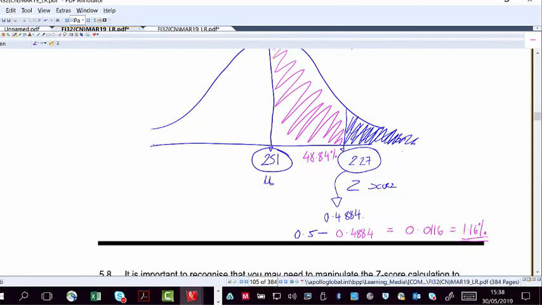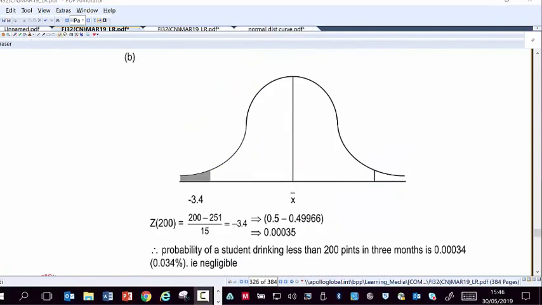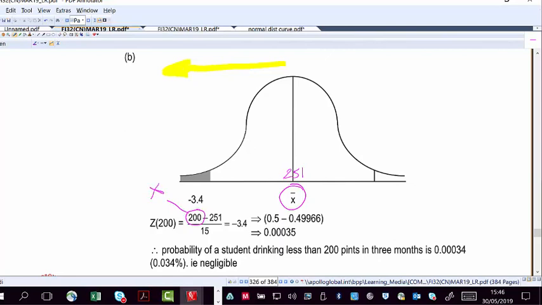Okay, let's look at requirement B, where we're asked for the likelihood that a student will drink less than 200 pints. So now we're starting to look at the lower end of the graph, below the mean. Remember, the mean is 251, but now we're making x 200. So we need to calculate the z-score in relation to 200.